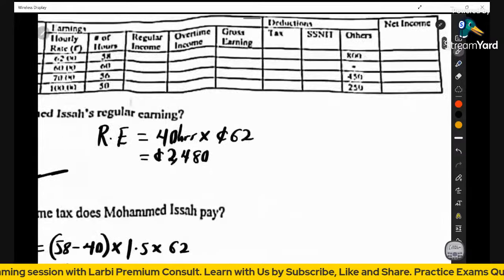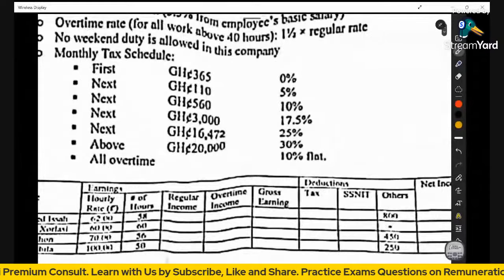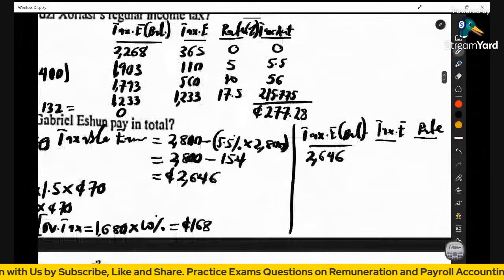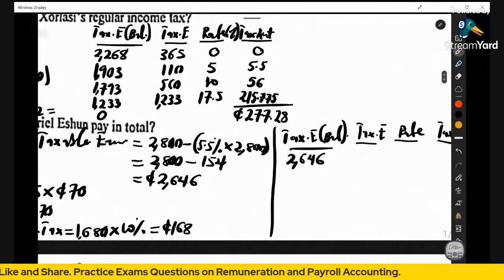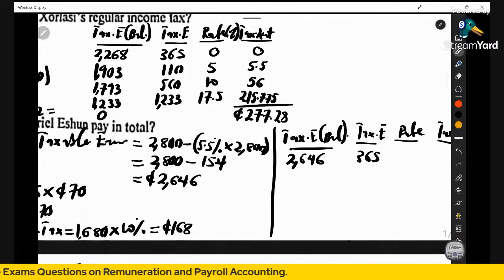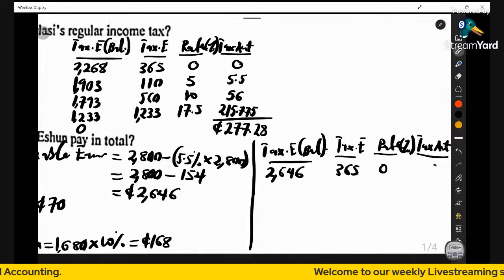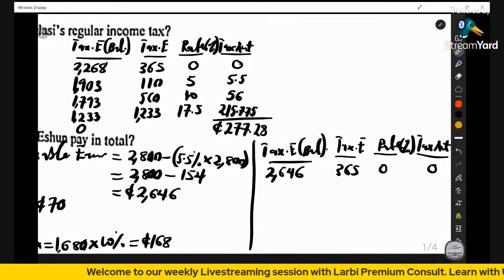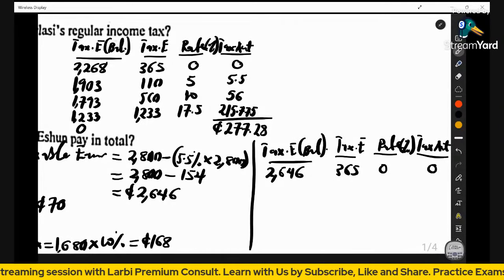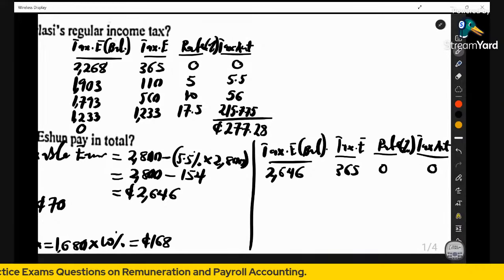The first thing you're going to do is look at the schedules. Our first schedule is 365. We picked the figures from the last week. So we have 365. The rate here is 0%, and that goes for a tax amount of 0. Meaning that at 365 as taxable you pay 0% as rate on it. So it's tax free. Once you get that, you subtract the taxable earning from the taxable earning balance, so we subtract 365 from this.